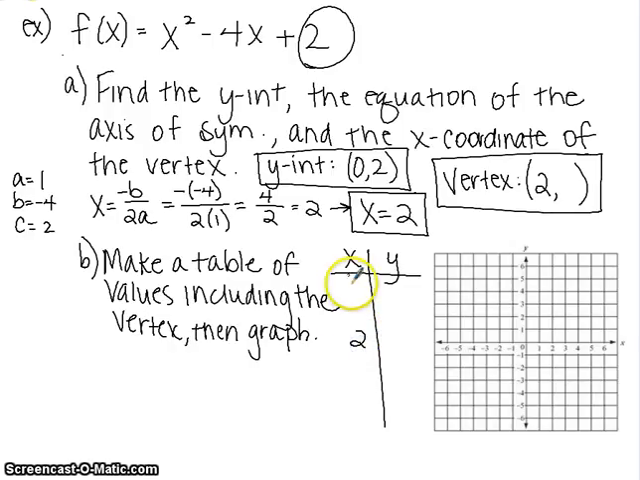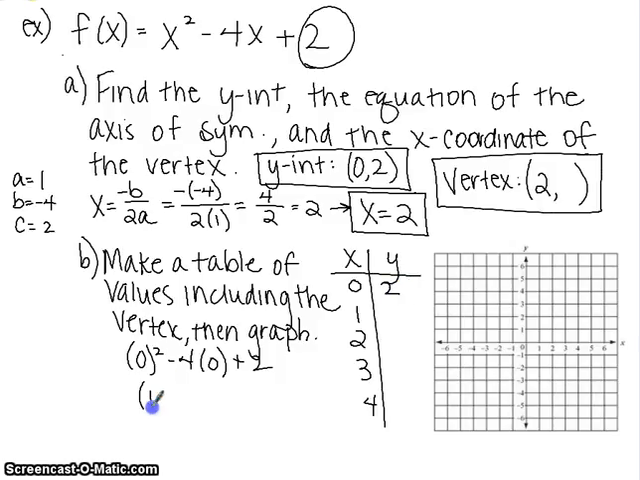I like to choose two that are less than that, so maybe 1 and then 0. Then I like to choose two that are greater than that, so maybe 3 and 4. Now you can just start plugging values into your original equation. If I plug in a 0, and I won't do this for every single one, just to show you how this works, we get 0 squared minus 4 times 0 plus 2. This ends up being our y-intercept, so it's 2.